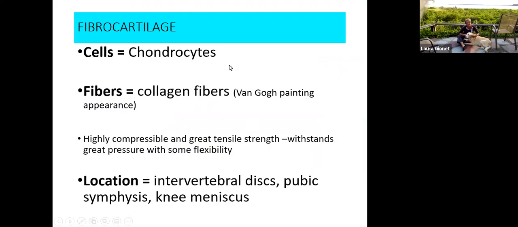Fibrocartilage contains chondrocytes as its cells, but its fibers are mostly collagen fibers. And they produce what I call the Van Gogh appearance, where these collagen fibers are very parallel and wavy. And they take up this light blue stain. The chondrocytes' nuclei will take up a bright fuchsia color. So it's really a rather pretty specimen.